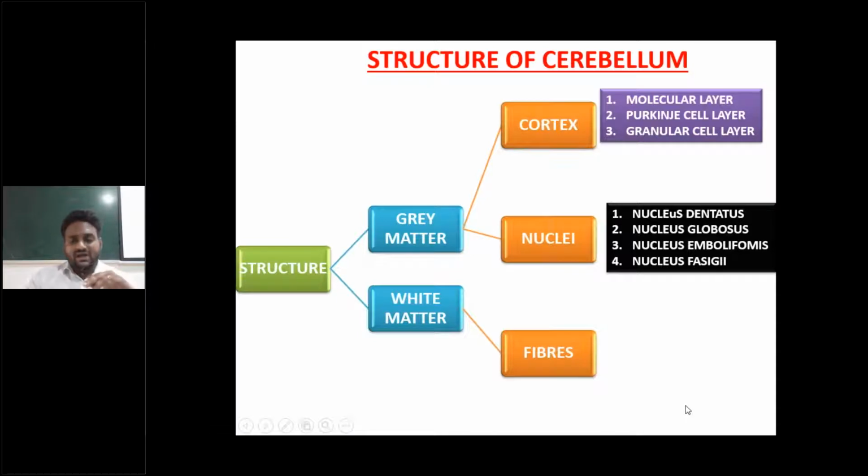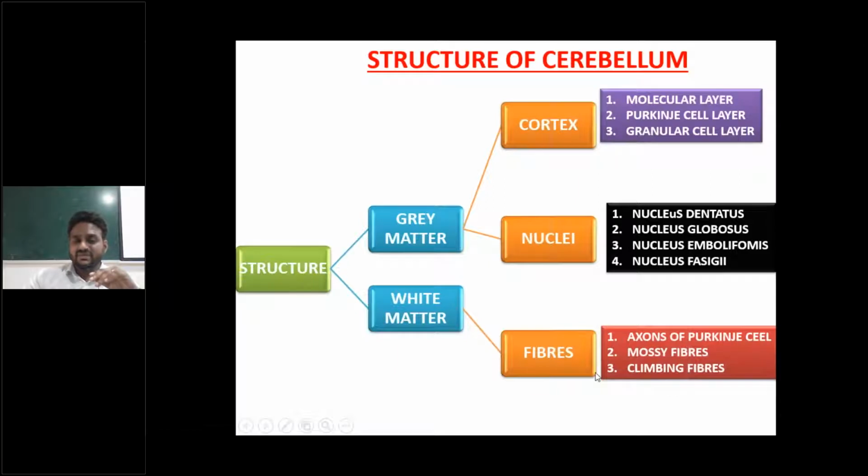Now we come to the white matter. Obviously, white matter is formed by fibers. So which fibers are forming the white matter? We can see here axons of Purkinje cells.